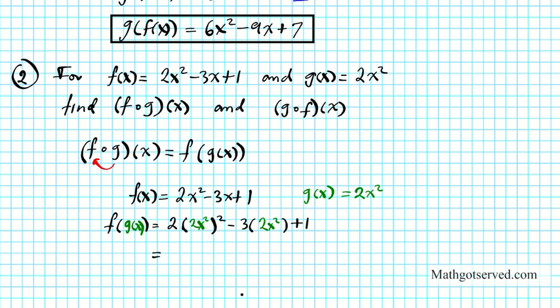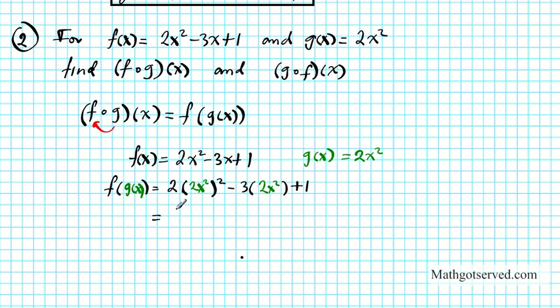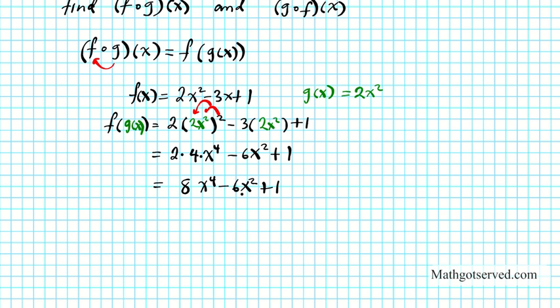Alright? Okay, now let's simplify the right side. We have 2 times 2x squared, which basically means that you're going to square this square and then you're going to square the 2. Both terms will have to be squared, so it's going to be 4 times x to the 4th, minus 3 times 2x squared is negative 6x squared, plus 1. Okay, if we simplify it further, we're going to have 8x to the 4th minus 6x squared plus 1. So this function that we have just generated is f of g of x. Okay, this is f of g of x.